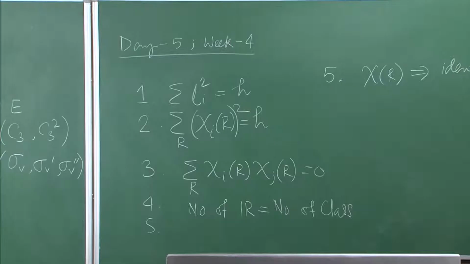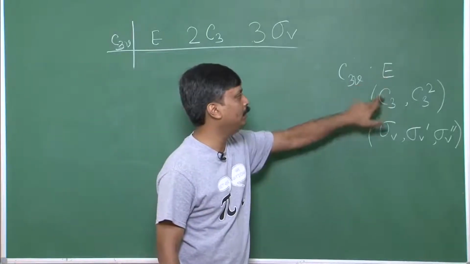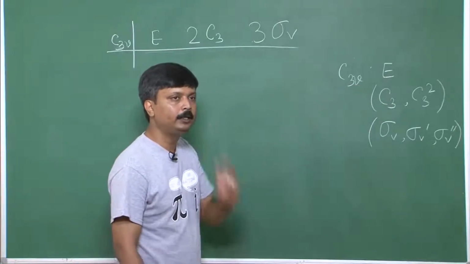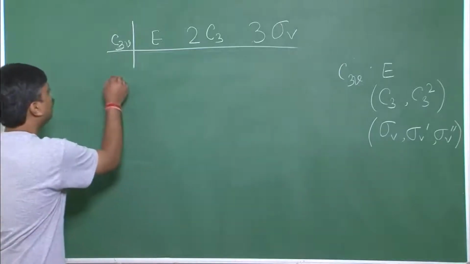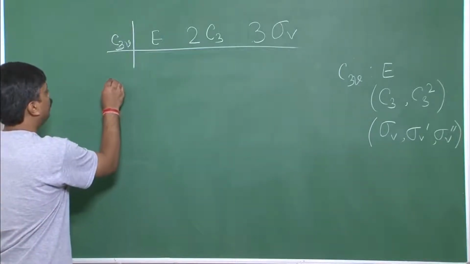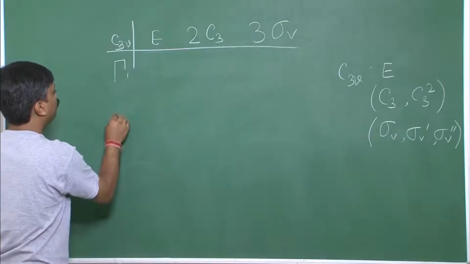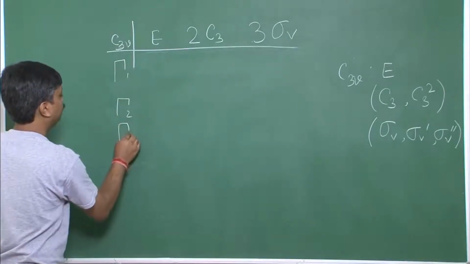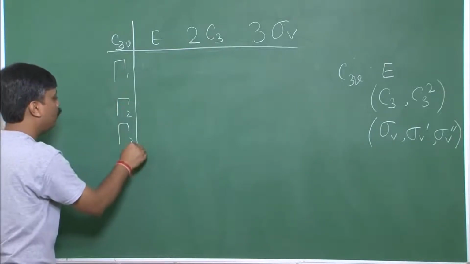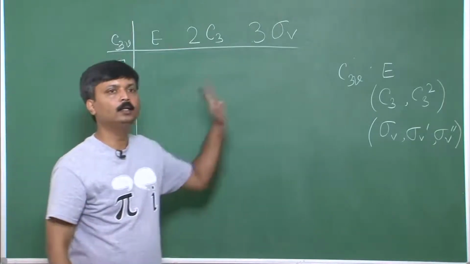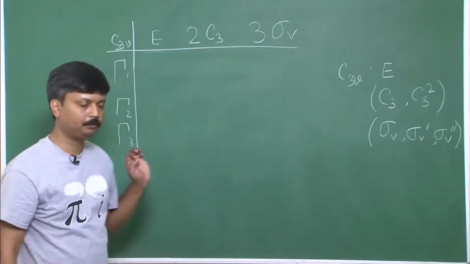So, we have a total of 3 classes: E forms a class by itself, and these 2 classes. So, there will be 3 irreducible representations. Okay. So, I will have gamma 1, gamma 2 and gamma 3. Now, I have to find out what will be the nature of the characters.